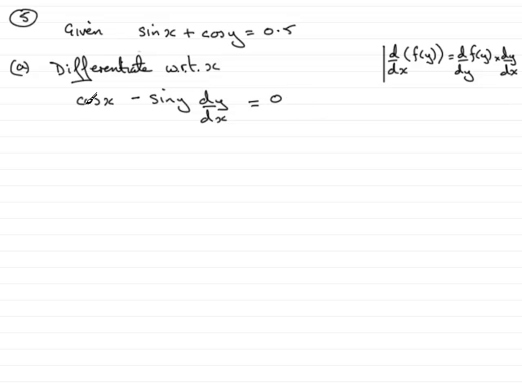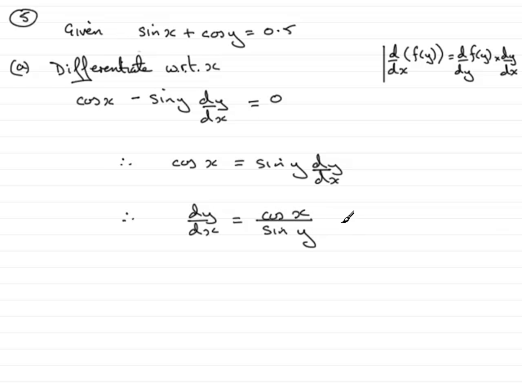So we can now rearrange this for dy by dx. If we add sin y dy by dx to both sides, we're going to be left with cos x equals sin y dy by dx. And if I now divide both sides by sin y, you'd end up with dy by dx equals cos x over sin y. And I would leave it at that. Okay, so that brings us to the end then of part A.